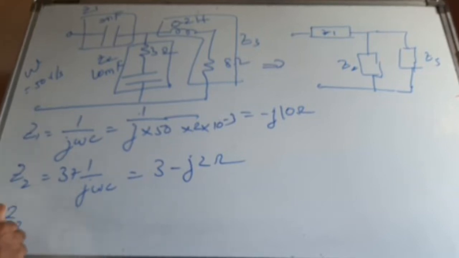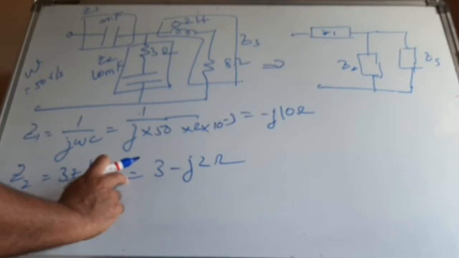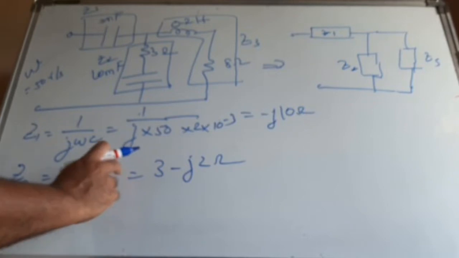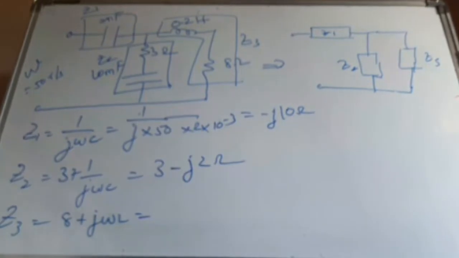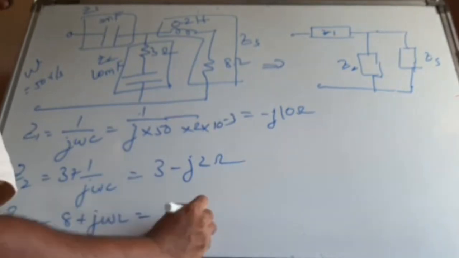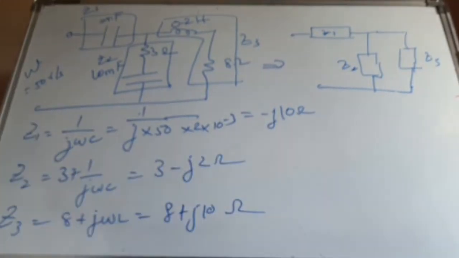Now Z3. Z3 is equal to R plus jXL. XL is equal to omega L, we know that. So this can be written as R plus j omega L, which can be written with the values substituted. Now we have Z1, Z2, and Z3.